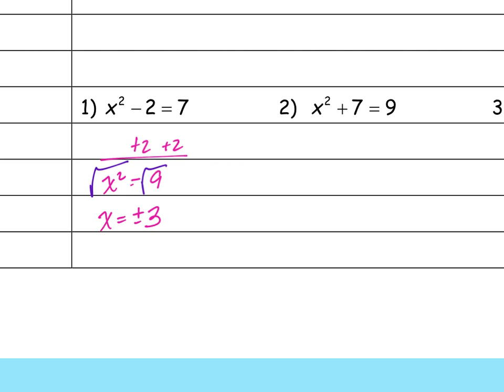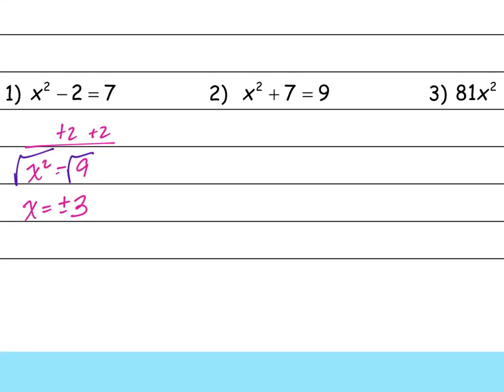I'll mute her. Plus or minus 3. And then on number 2, I'm going to subtract 7, and I get x squared equals 2. Again, just like what we've been doing, square root. So x equals plus or minus the square root of 2, because we don't know the square root of 2 is just square root of 2. Okay, everyone okay so far?